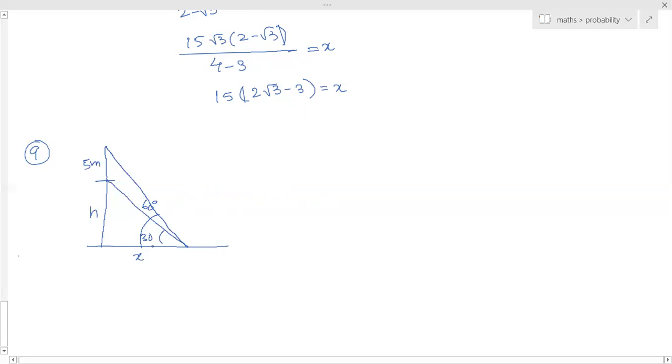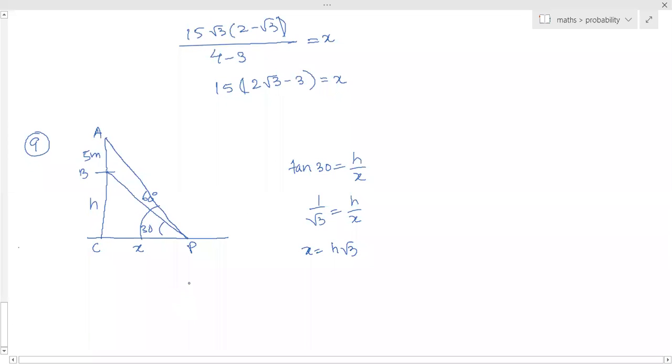Consider the height h, and this is x. They have not given anything. AB is a flagstaff, BC is the height of the tower, and P is the point of observation. Tan 30 is h by x. Cross multiply: x is equal to h root 3. The same question yesterday we have solved.